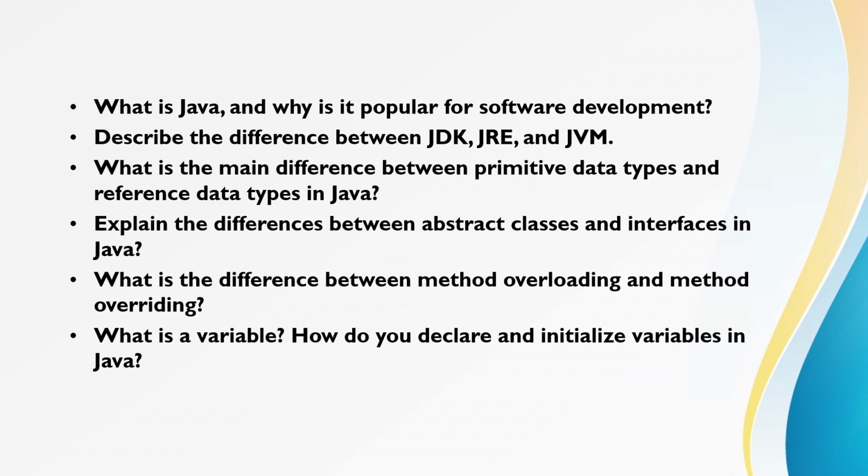First question: what is Java and why is it popular for software development? Second question: describe the differences between JDK, JRE and JVM. Third question: what is the main difference between primitive data types and reference data types in Java? Then, explain the difference between abstract classes and interfaces in Java. What is the difference between method overloading and method overriding? And the last question: what is a variable and how to declare and initialize variables in Java?